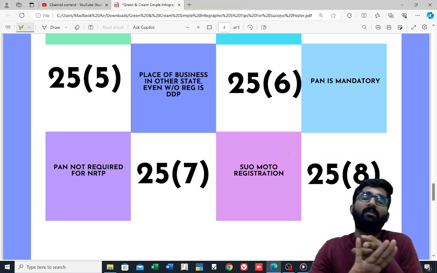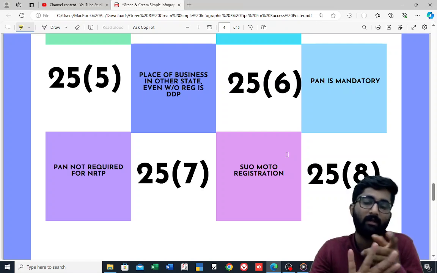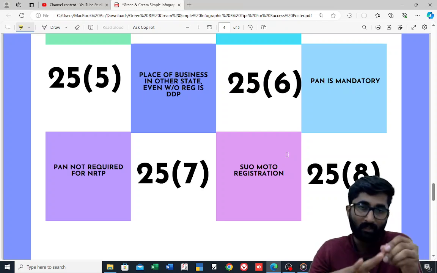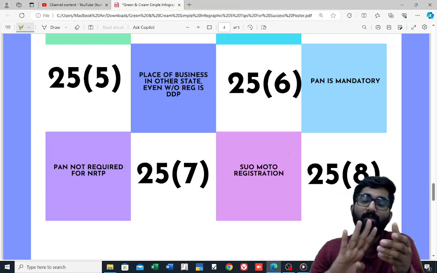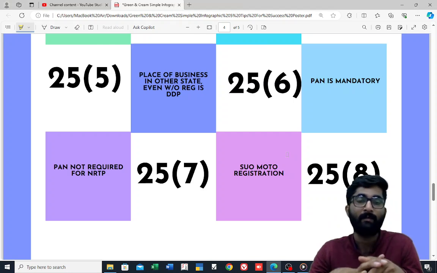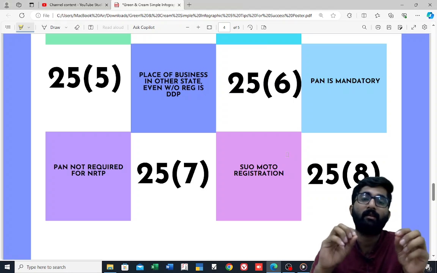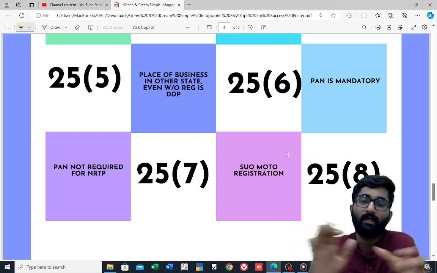For example, in case of partnership, that is the designated partner. In case of company, it is the managing director, whole-time director, or any other. In case of trust, it is the board of trustees. In case of association, it is the members. In case of HUF, it is the Karta. They are required to take the Aadhaar authentication.